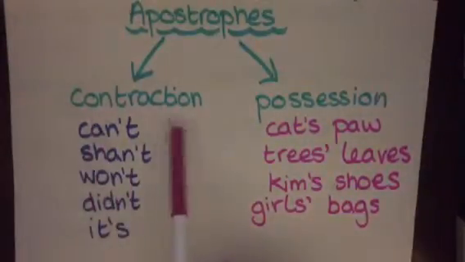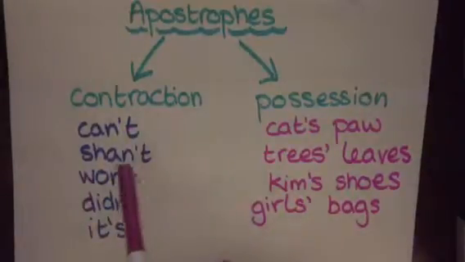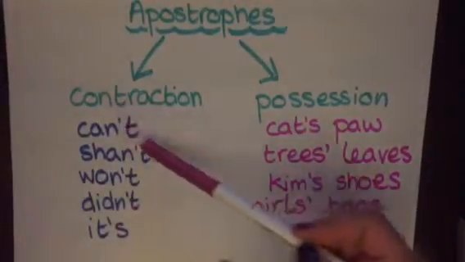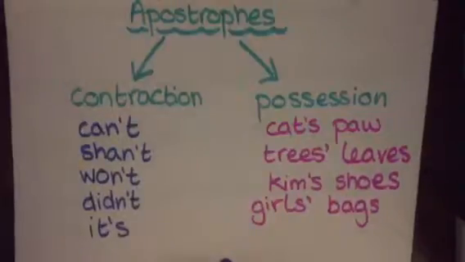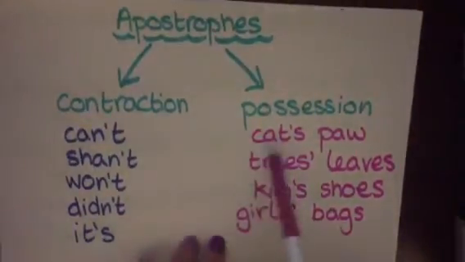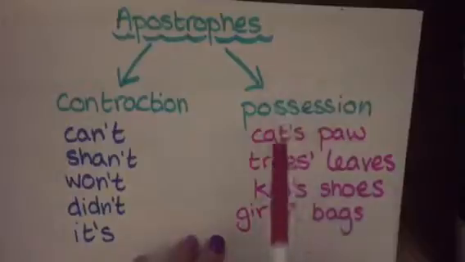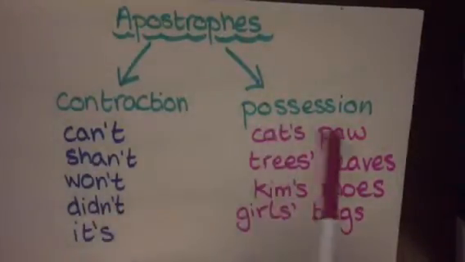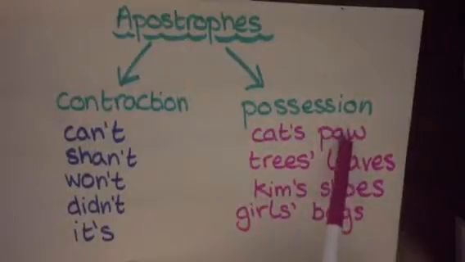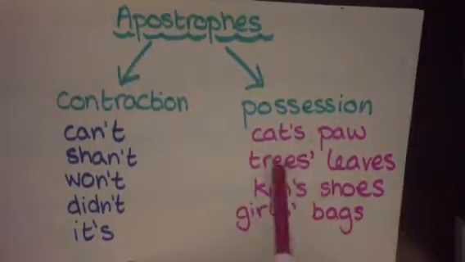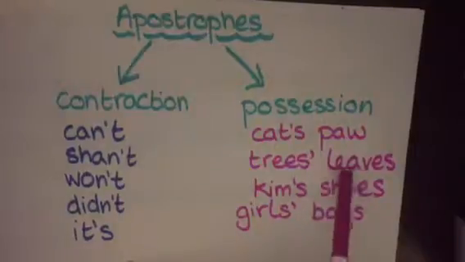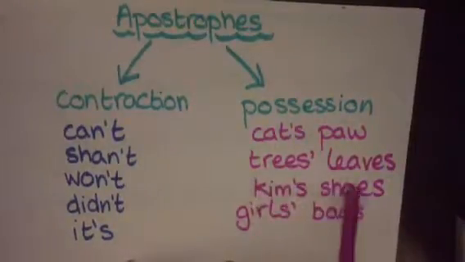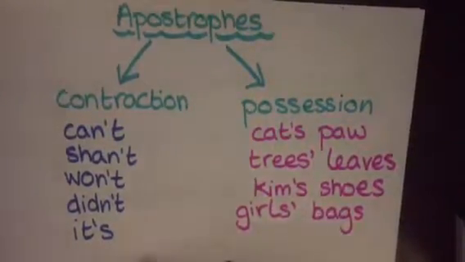As contractions representing missing letters, so cannot becomes can't, shall not becomes shan't, and so on, where the apostrophe represents those missing letters. And it can be used to show possession, to show that ownership, that something belongs to a subject. So the cat's paw, who does the paw belong to? The cat. The tree's leaves, who do all the leaves belong to? The trees. Kim's shoes and the girl's bags. We're going to focus on possessive apostrophes for this activity.